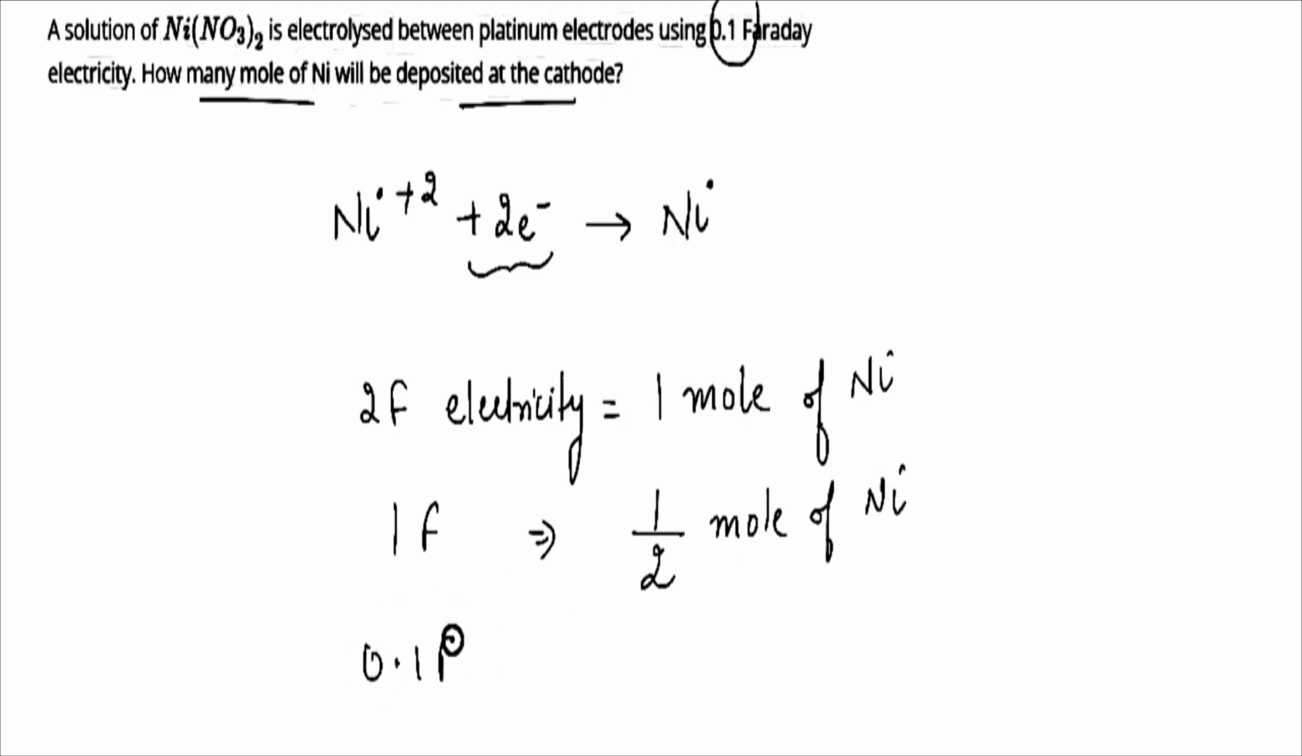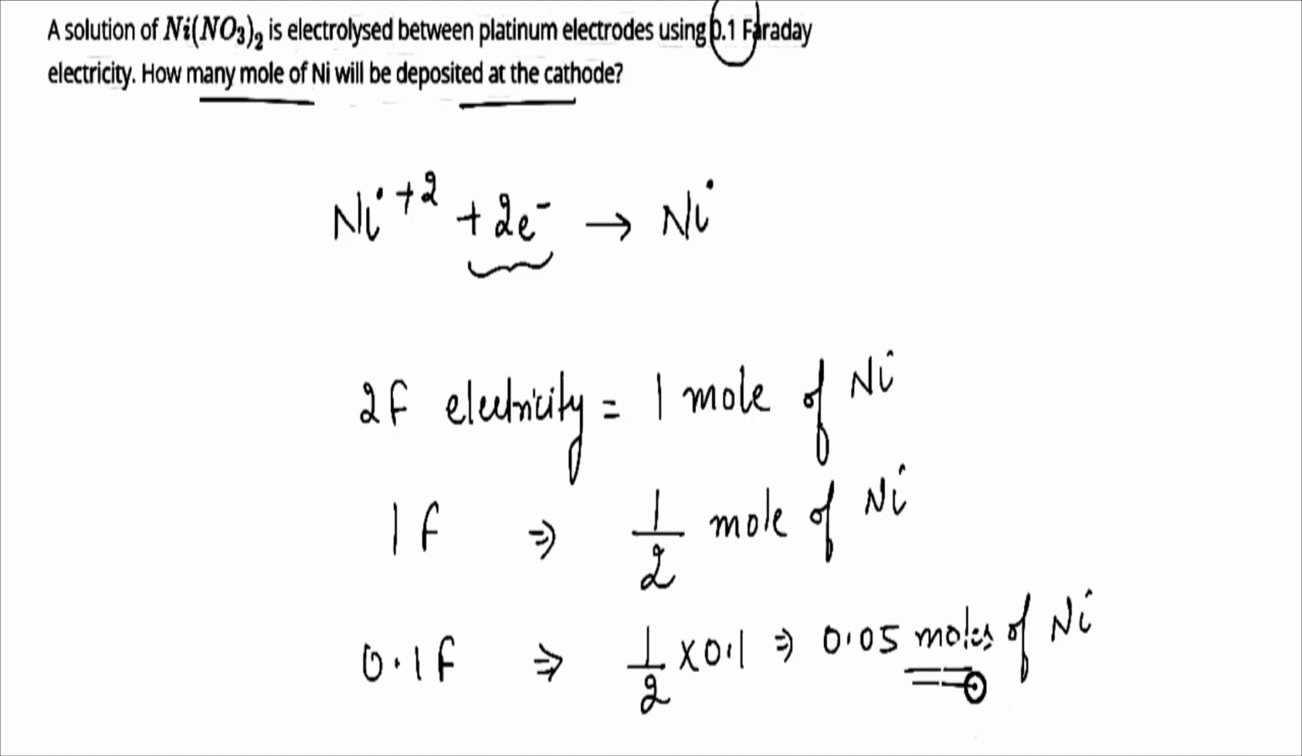And 0.1 Faraday of electricity will lead to the formation of 1 by 2 into 0.1, which will actually be equal to 0.05 moles of nickel, right? So 0.05 moles of nickel will be deposited when 0.1 Faraday of electricity is passed through it, right? So that's the correct answer for the question.